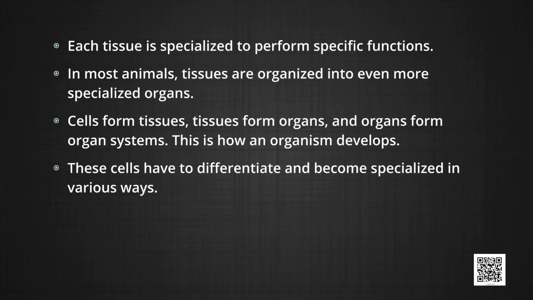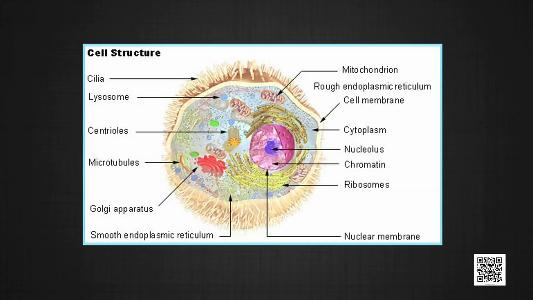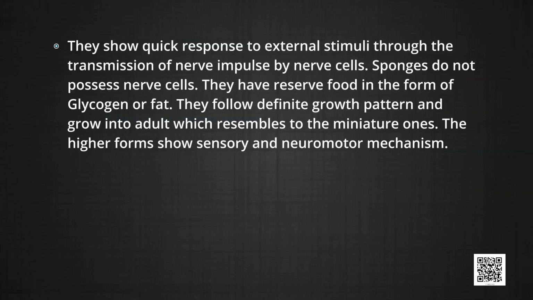These cells have to differentiate and become specialized in various ways. Cell structure: the nucleus, nucleolus, ribosomes, smooth ER, that is endoplasmic reticulum, rough ER, endoplasmic reticulum, nuclear membrane, Golgi body, lysosome, mitochondria, centrioles, cytoskeleton, vacuoles. They show quick response to external stimuli through the transmission of nerve impulses by nerve cells. Sponges do not possess nerve cells. They have reserve food in the form of glycogen or fat.